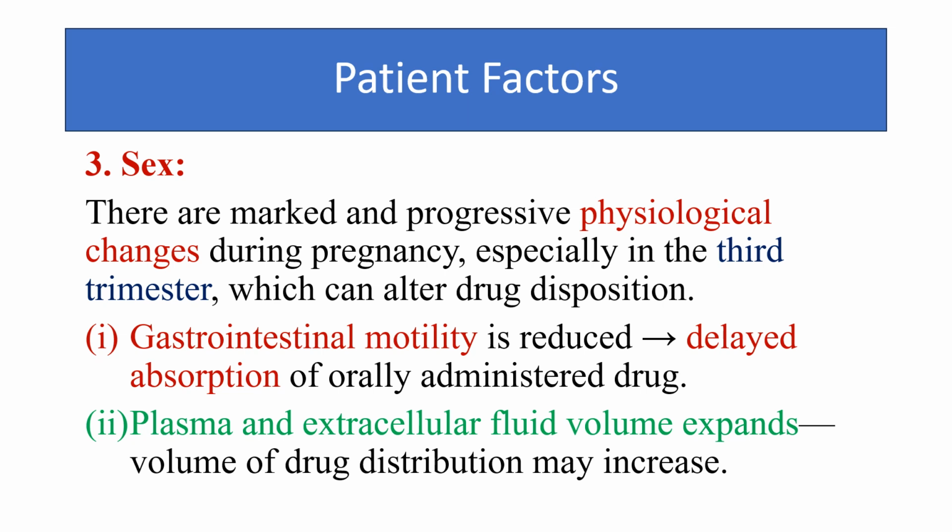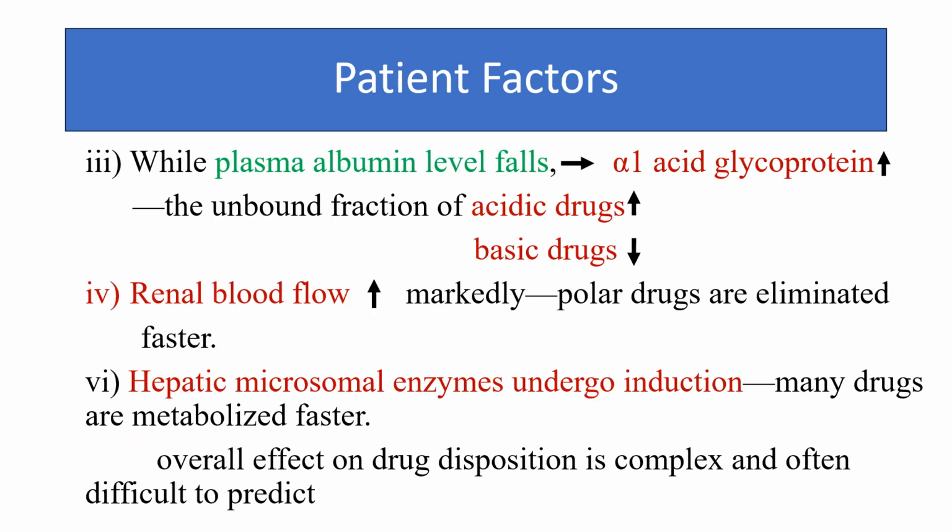Pregnancy. There are marked and progressive physiological changes during pregnancy, especially in the third trimester, which can alter drug disposition. Gastrointestinal motility is reduced, delaying absorption of orally administered drugs. Plasma and extracellular fluid volume expand, and the volume of drug distribution may increase. Plasma albumin level falls, alpha-1 acid glycoprotein increases, and the unbound fraction of acidic drugs increases while that of basic drugs decreases. Renal blood flow increases, so highly polar drugs are eliminated faster, and hepatic microsomal enzymes undergo induction, so drugs are metabolized faster. The overall effect on drug disposition is complex and often difficult to predict.